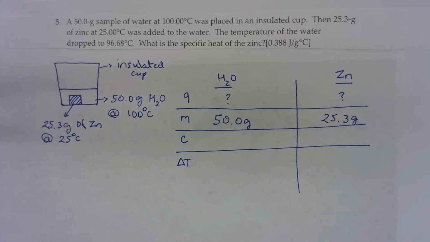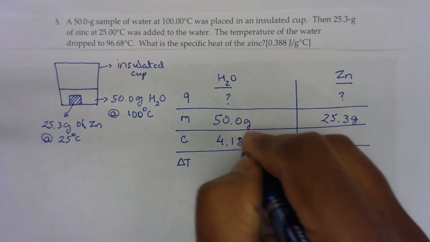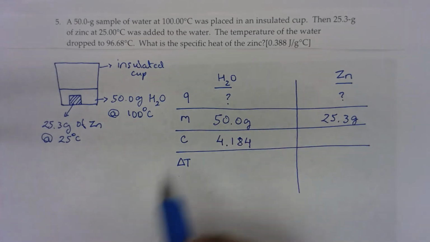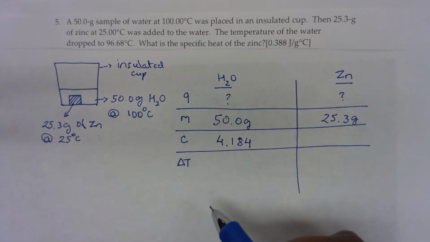Now, do I know the specific heat of water? Yes. Remember, we always know the specific heat of water. That will never be given in problems. You just have to know it. And that value is always 4.184. Okay? That number doesn't change. The C value for water is always 4.184.